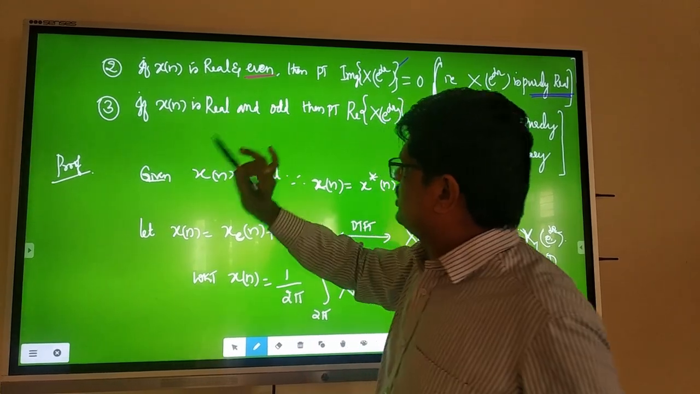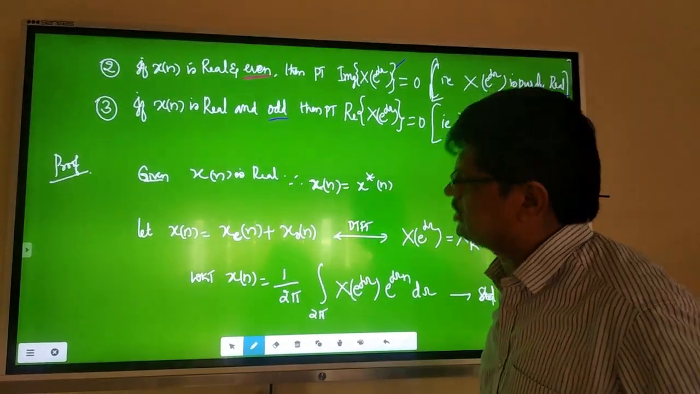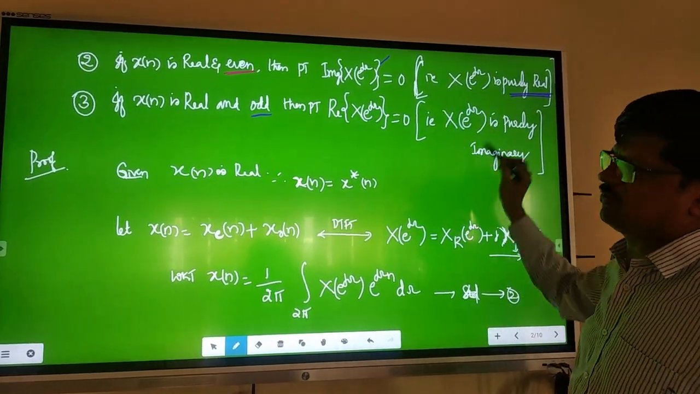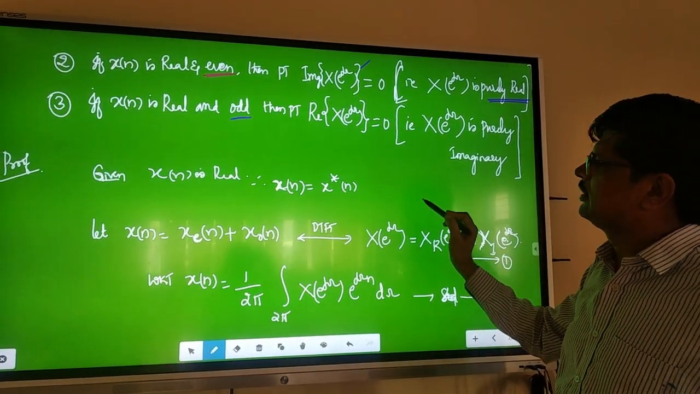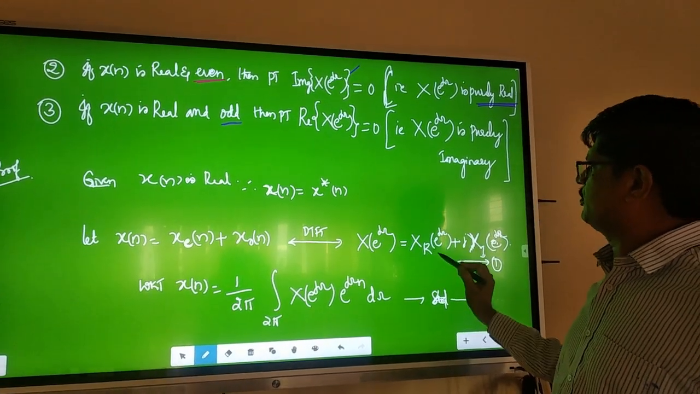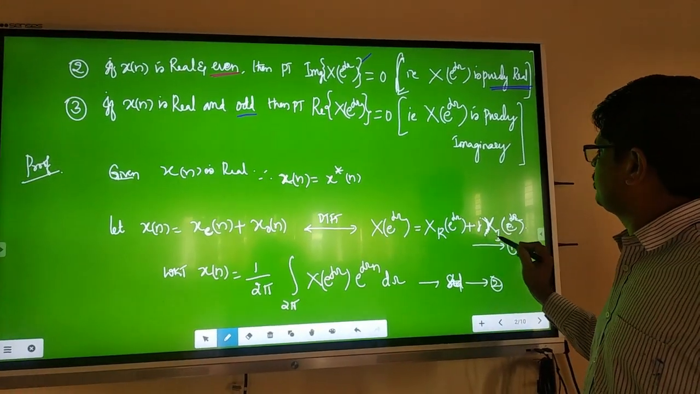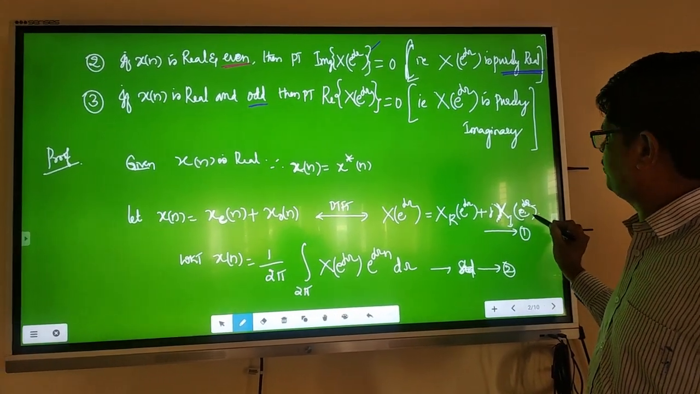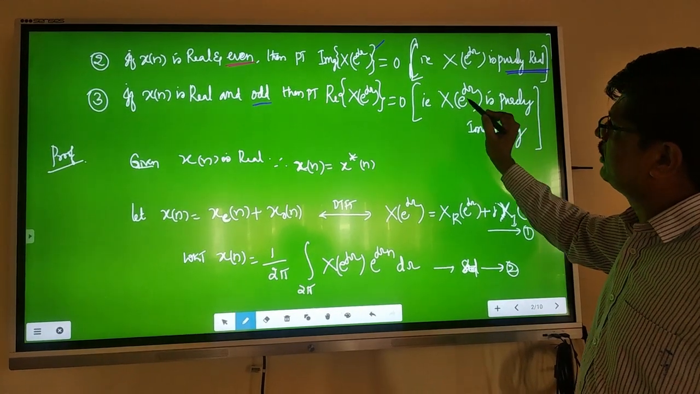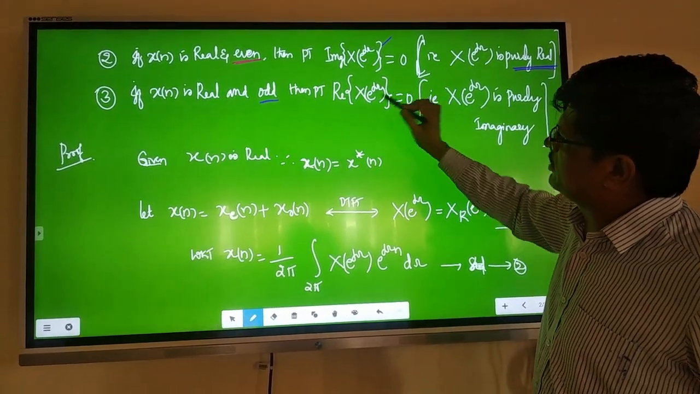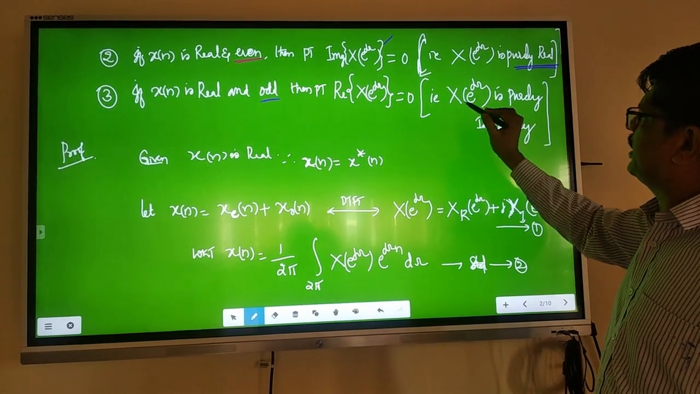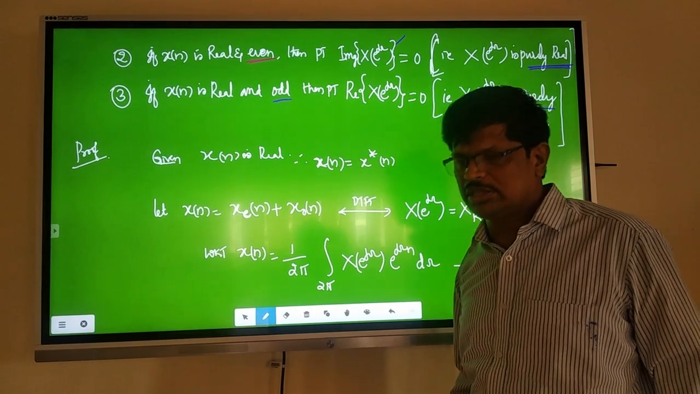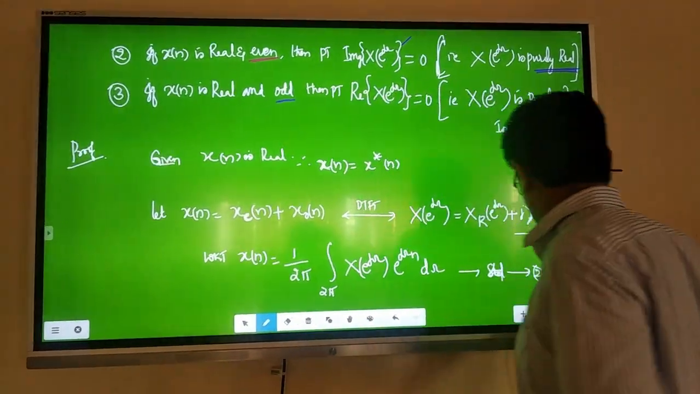Third one is the same otherwise. If x of n is real and odd, then prove that the real part of X of e power j omega is 0. X of e power j omega is real part plus j into imaginary part, and there the real part is 0. You will get X of e power j omega which is purely imaginary. That's the statement. You have to prove three things.